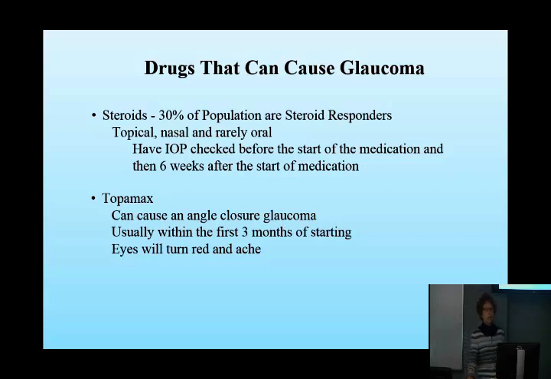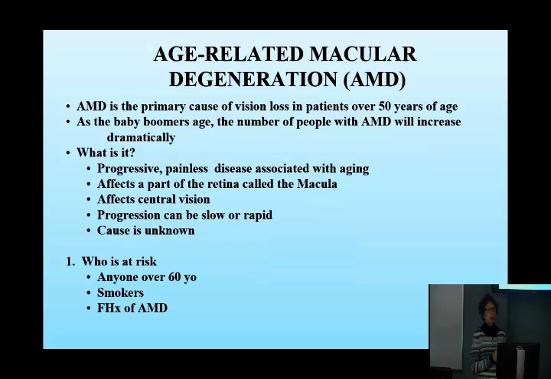All right, age-related macular degeneration. This is all the rage nowadays. We hear a lot about this. It is the primary cause of vision loss in patients over 50 years of age that is not related to a systemic disease. So anybody can get age-related macular degeneration, as long as you live long enough. It's not associated with diabetes. You can have a perfectly healthy person, not on any medication, and they can get macular degeneration.